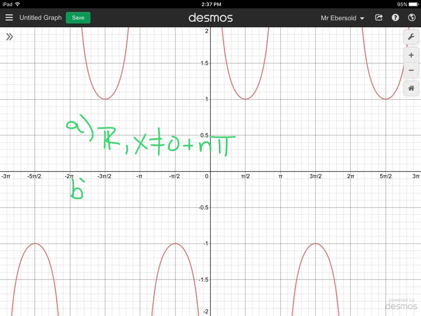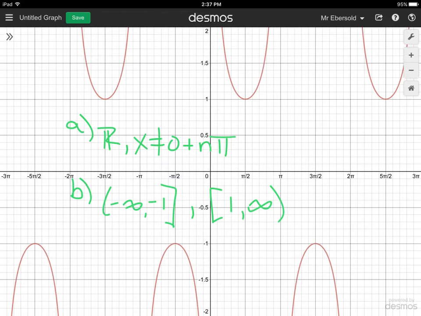Part B is the range. Remember, the range is the y values, and you see here that there are no y values in between -1 and 1. Now, they do get all the way to -1 and all the way to 1, so then we're saying that the range is, hopefully this makes sense, we'll go from -infinity, I did that wrong, sorry. So from -infinity all the way to -1, including -1, that's what that square bracket means, and then from 1 to positive infinity. And that would be our range.